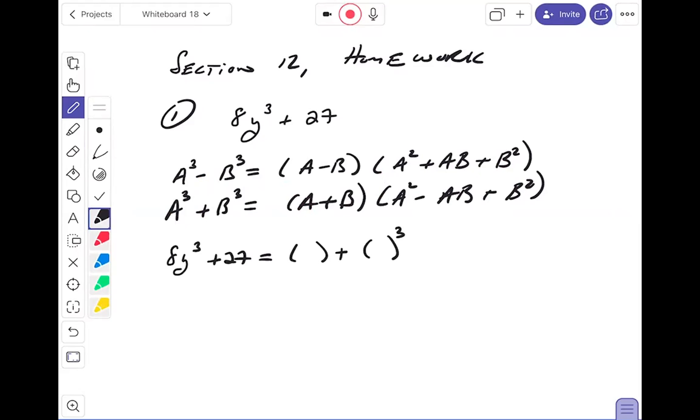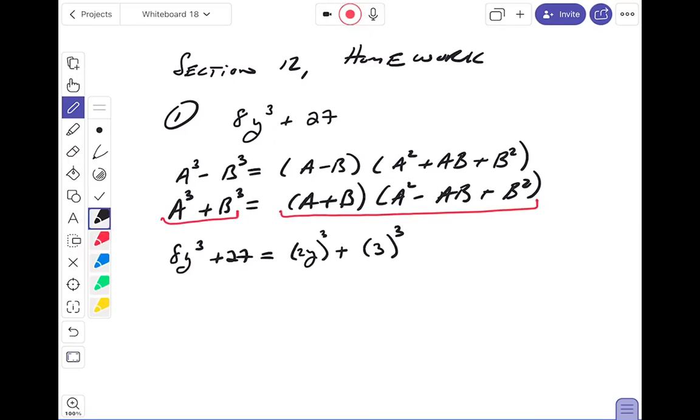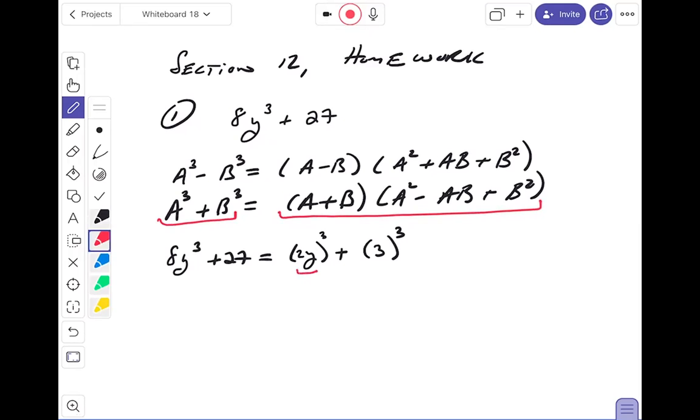Where are the perfect cubes going to be? Well, the first one's going to be 2y. And why is that? 2y cubed is 8y cubed. What cube gives you 27? 3. So when I'm looking at this one over here, I want to claim what we're looking at is the a plus b thing. Look at this over here: the a is 2y, and the b is 3.